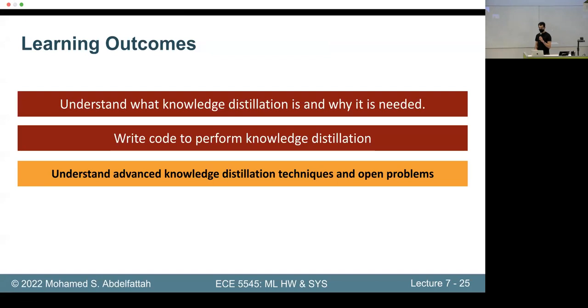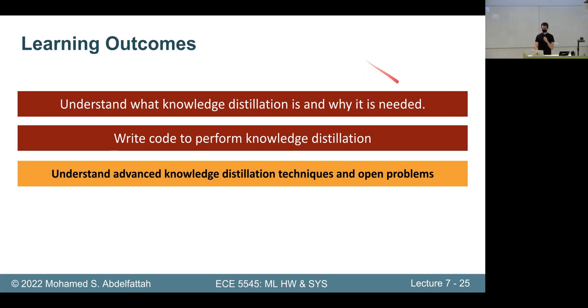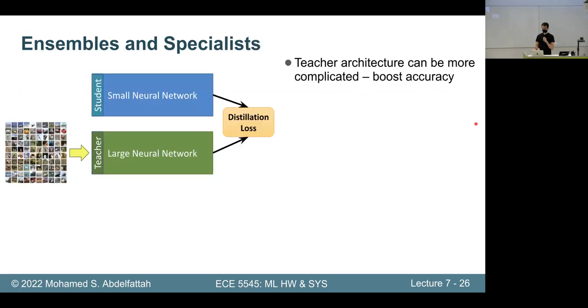All right, so we just covered those first 2 learning objectives. And now we can chat a bit about more advanced knowledge distillation techniques and open problems in this area. Like everything else in machine learning, as soon as a new concept comes out, people go crazy with it and they do very interesting things. And so this is no exception. So the first thing we'll talk about is this teacher network. So far I said it's a very accurate, large neural network that is easily trainable, but it doesn't have to be just one neural network.